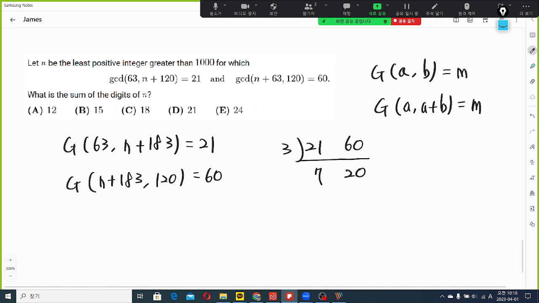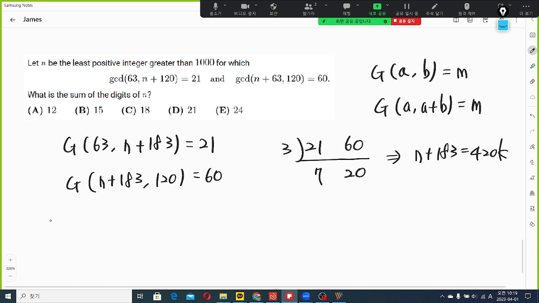420. Yeah, 420. So that means this n plus 183 is a multiple of 420. And because we want to find the value of n greater than 1000, we can start with 1260. That's a multiple of 420.